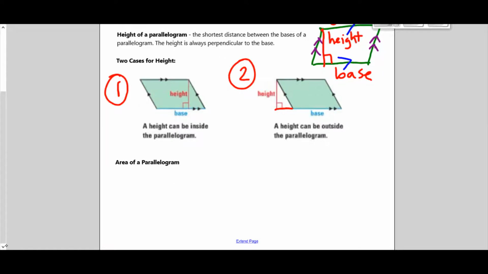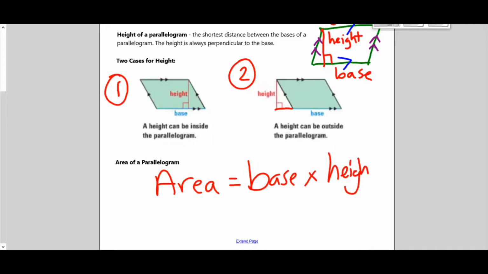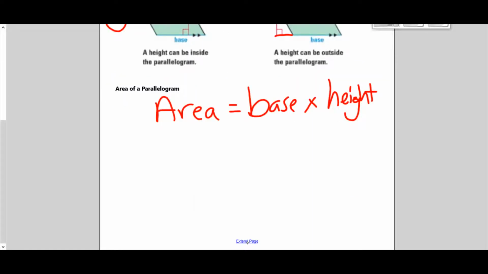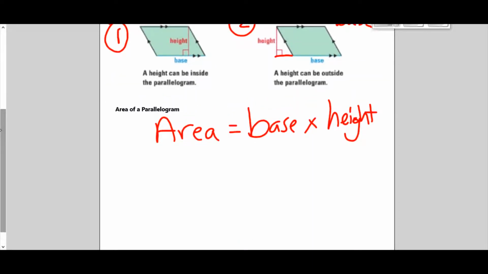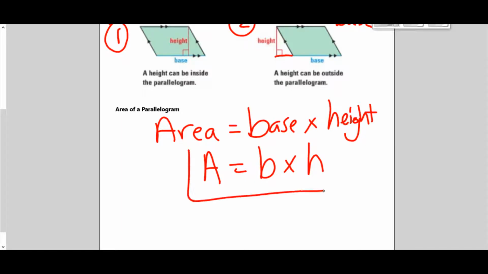So the area formula for a parallelogram. The area of a parallelogram is base times height. Notice this is the same exact formula that we had for squares and rectangles. The shorthand notation is A equals B times H. And always remember, you need your units squared. So this is the area of a parallelogram. This is the formula for finding the area of a parallelogram. It's the base times the height.